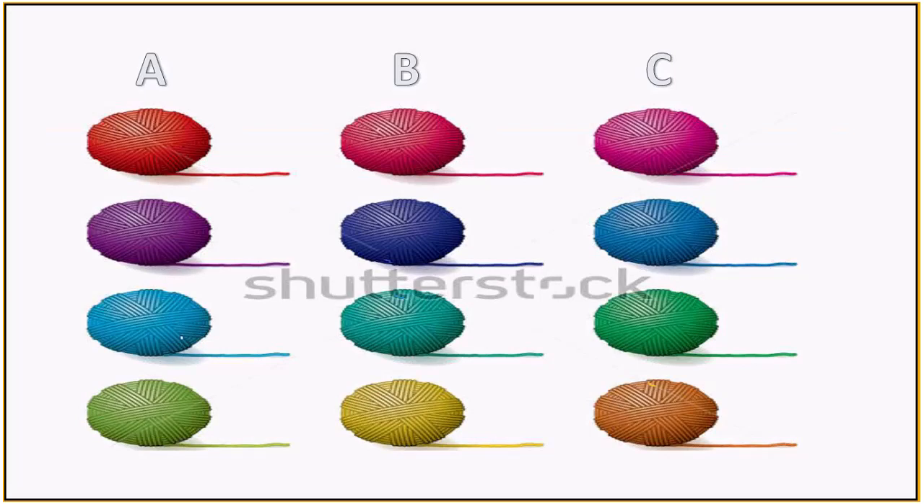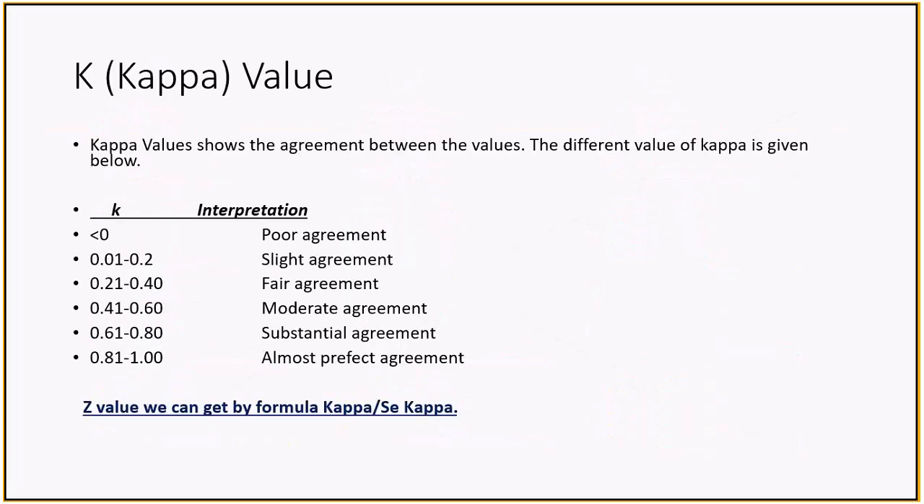Again, 16, sorry, 12 balls, not 16. My mistake. So you can write A1, B1, C1, A2, B2, C2, A3, B3, C3, and A4, B4, C4. I'm so sorry. Okay. 4, 3, 2, 1, and go.